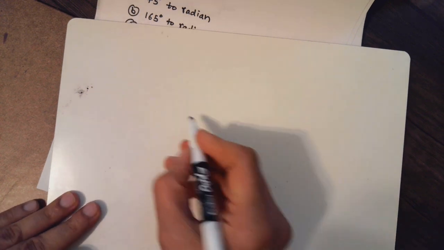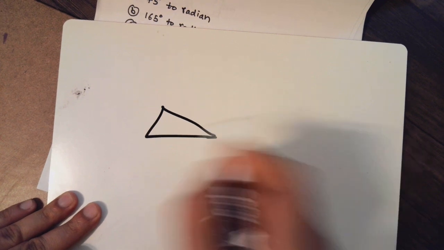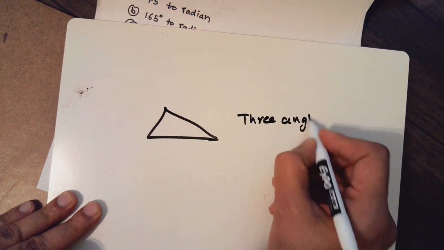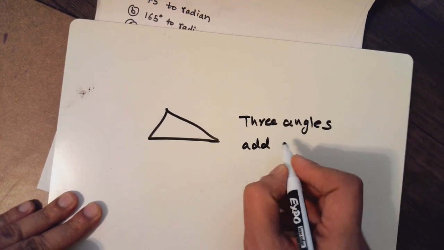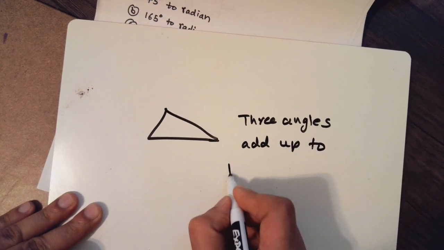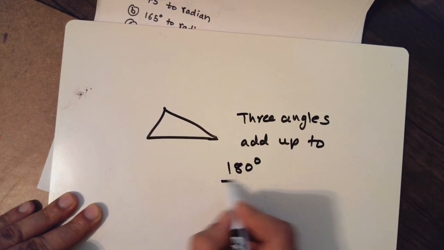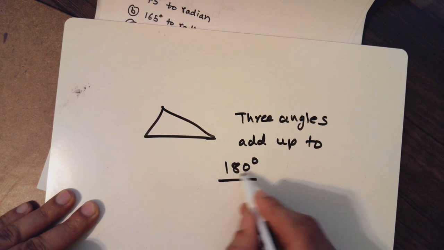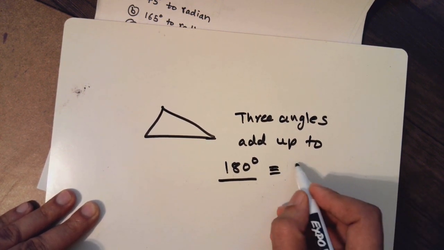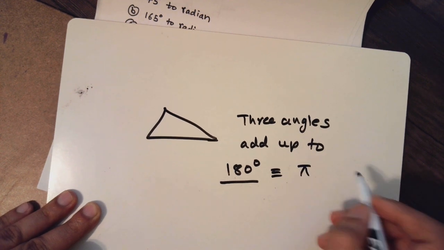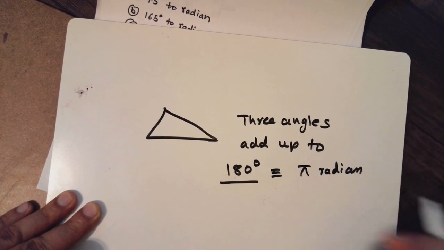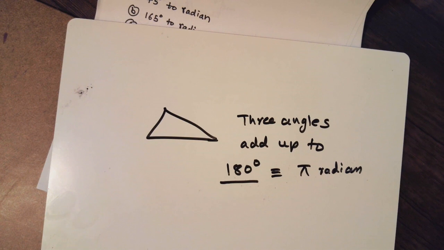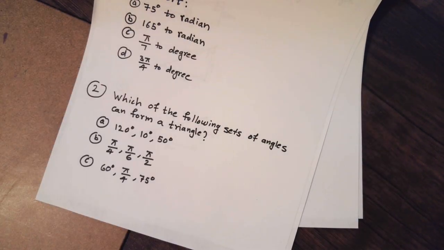Here, for a triangle, any triangle, doesn't matter what size, shape, or type, the three angles add up to 180 degrees. Okay, that is a property of triangles. What else can you call 180 degrees? Right, it's equivalent to pi radian. So depending on whether you're dealing with degree or radian, it's either 180 degrees or pi radian. They're the same thing.